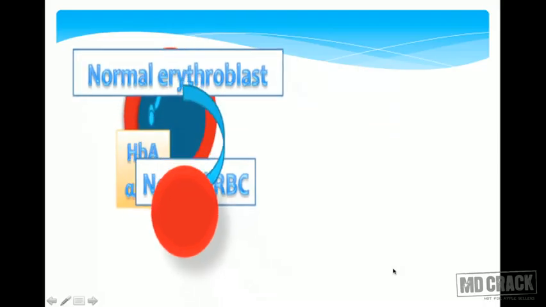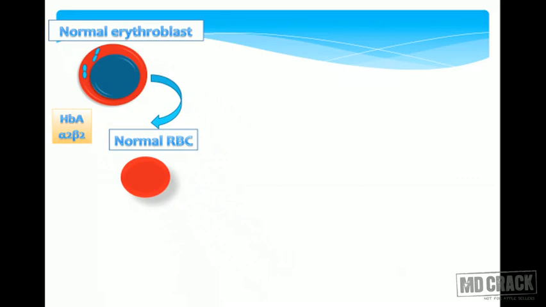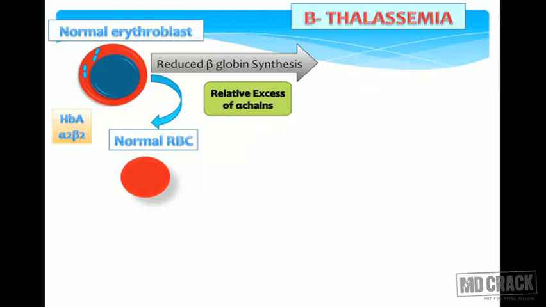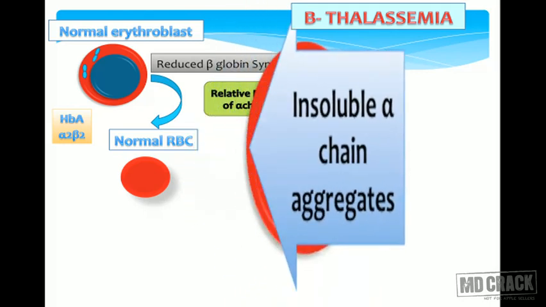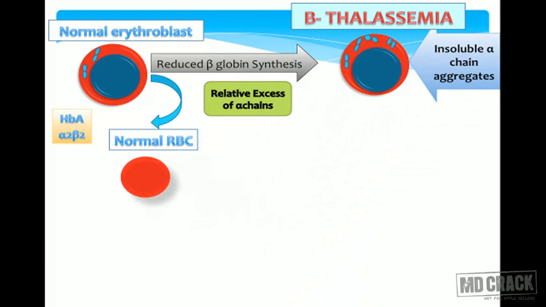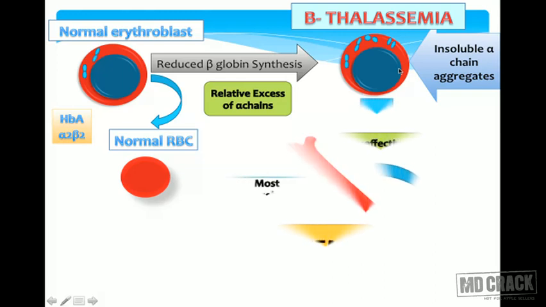So have a look at this animated diagram to understand what exactly happens in thalassemias. Normally, the erythroblast contains HbA, hemoglobin A, that's adult hemoglobin, alpha 2, beta 2. So it results in the formation of normal RBCs, which all of us have. What is the problem in thalassemia patients? There is reduced beta chain synthesis, but there is a relative excess of the alpha chains. Alpha chains accumulate as insoluble aggregates. So most of the problems in beta thalassemia are mainly due to the excess of these alpha chains.